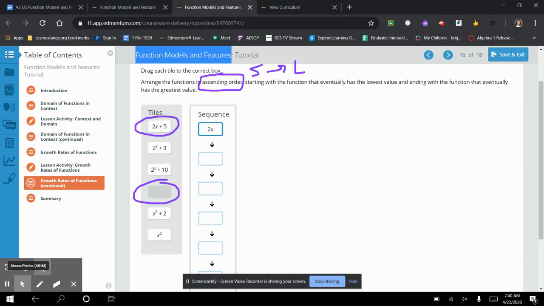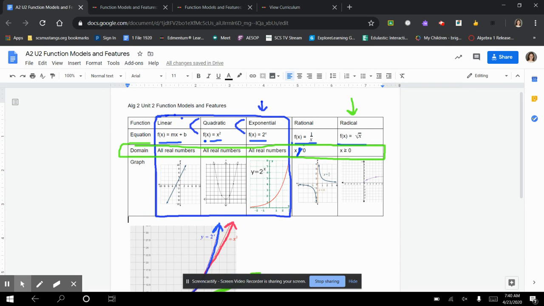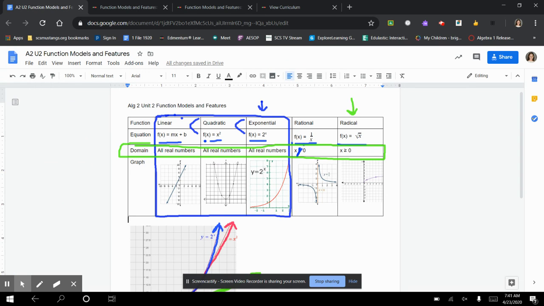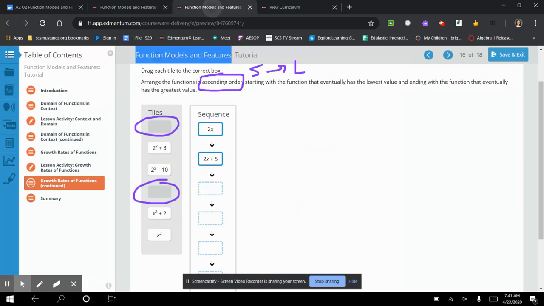The 2x is going to be smaller than the 2x plus 5. And then next in our list, if we look from linear, next comes quadratic. So I'm looking for things with, quadratic is like our x squareds. I'm looking for things that have x squareds in them. So here's an x squared, and there's an x squared. So those are what comes next. Between those two, this x squared is smaller than the one that has the x squared plus 2.